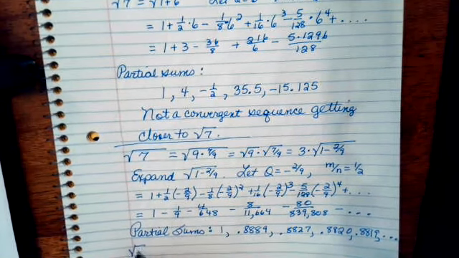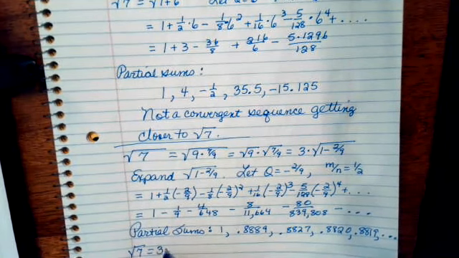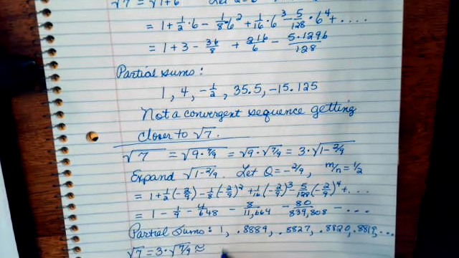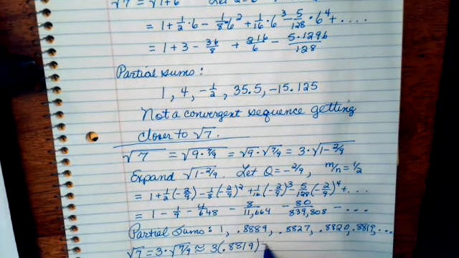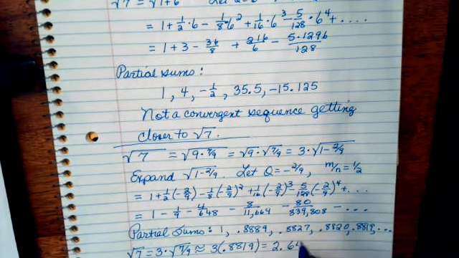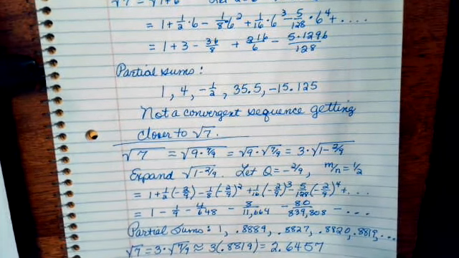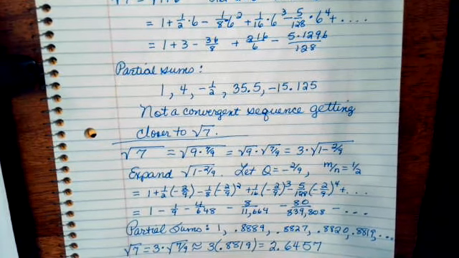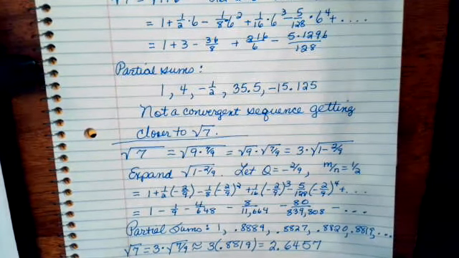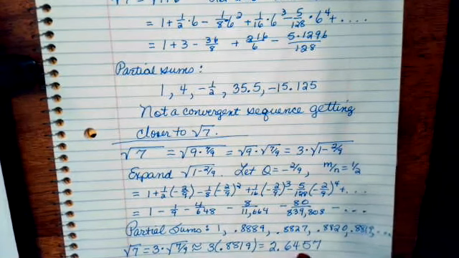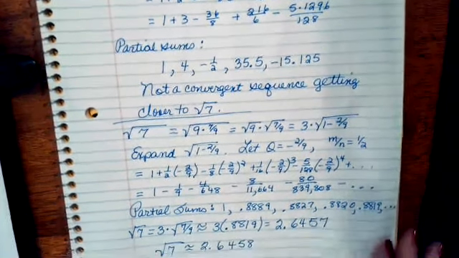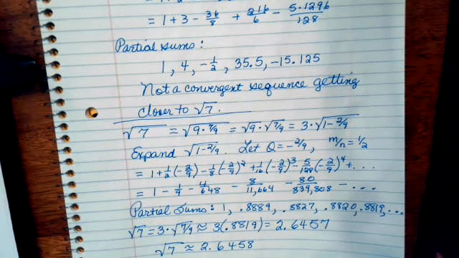The square root of 7 is equal to 3 times the square root of 7 ninths. And so that's pretty close to 3 times 0.8819, which is 2.6457. And if I use my calculator, I'll get the square root of 7. If I round it off to 4 decimal places, I'll get 2.6458. Real close. Okay.